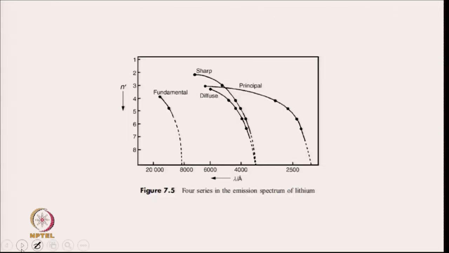Now these are the four different series. This is your n dash versus lambda. If n dash increases, then you see lambda on this side is increased, so this side is decreased. Okay, so it is decreasing. So this is like diffuse, this is like sharp, and this is like principal. So these are the four series in the emission spectrum of lithium.